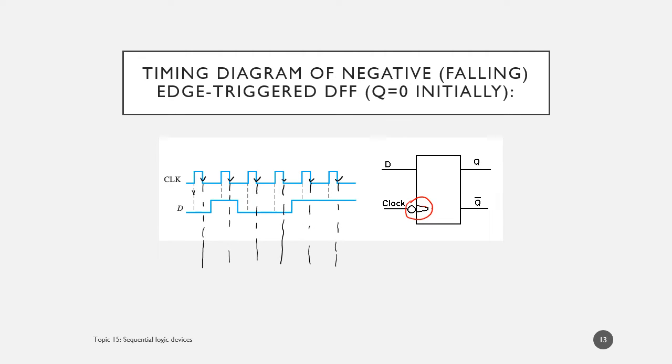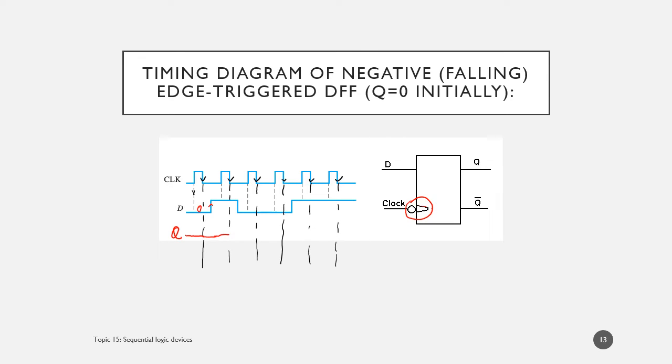So how do we figure out the q value this time? Let's say q still starts from 0. At the first falling edge here, d is 0, so q will be 0. Even though d changed to 1 here, because there is no clock edge coming, the q value won't change.